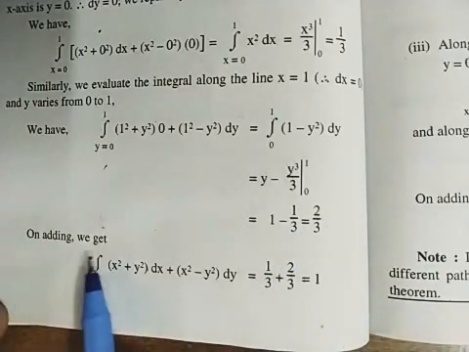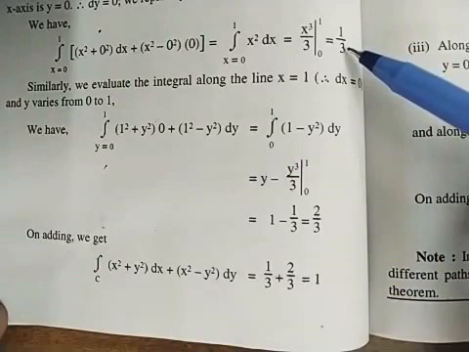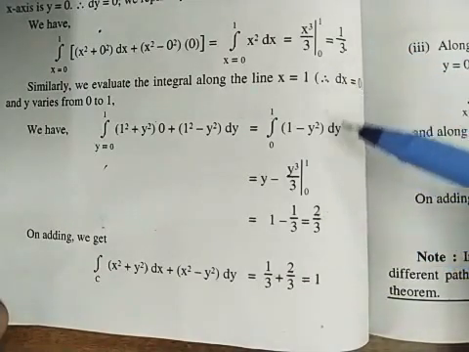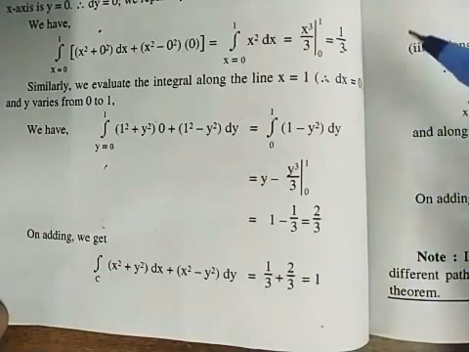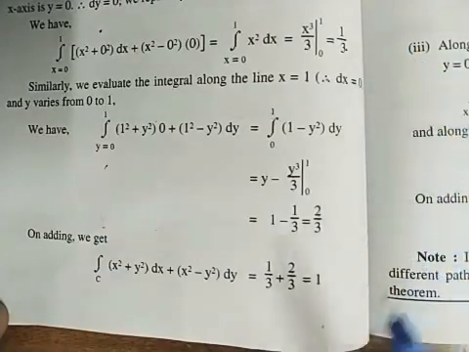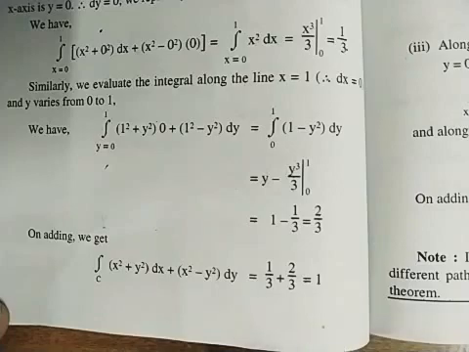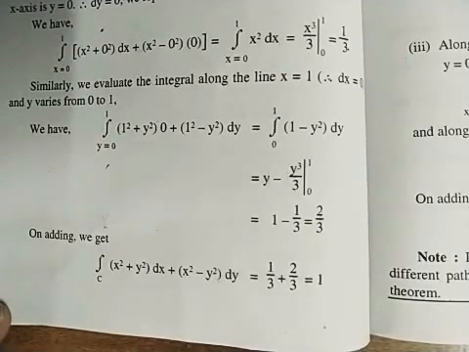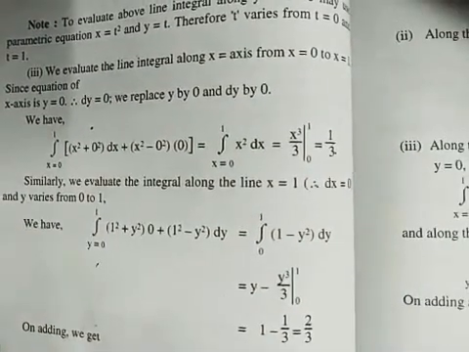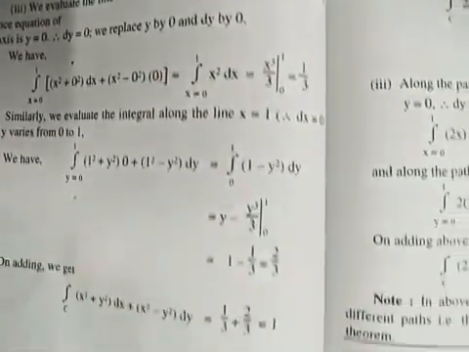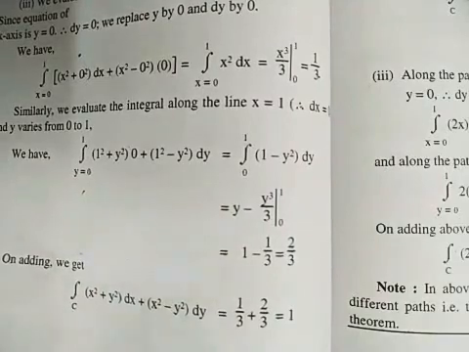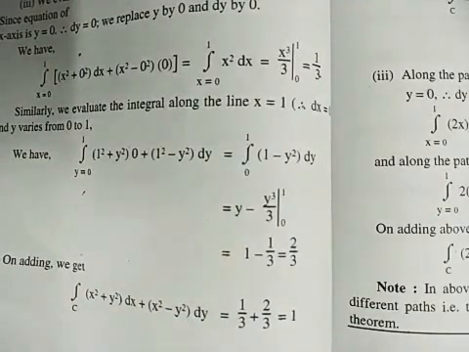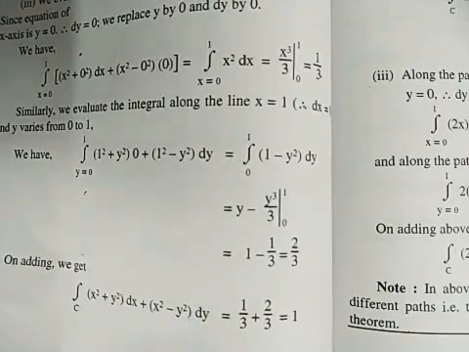On adding, we add these two integrals, along the x-axis and at x is equal to 1. Then we get the integral from point 0, 0 to 1, 1. So adding these two, 1 upon 3 plus 2 upon 3 is equal to 1. Now for this example, you can note that for all of these three different paths, you get different values of the integral. It means that the field is not conservative, because it is a path dependent field.